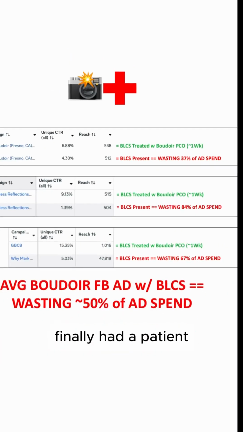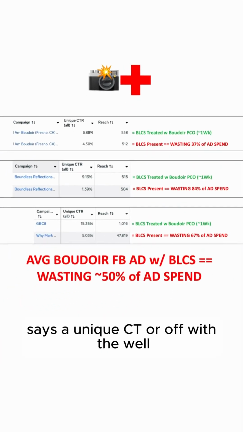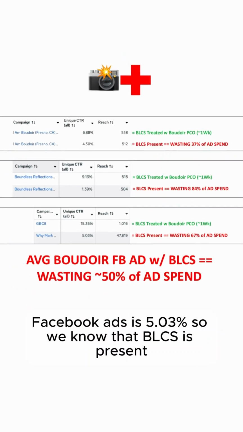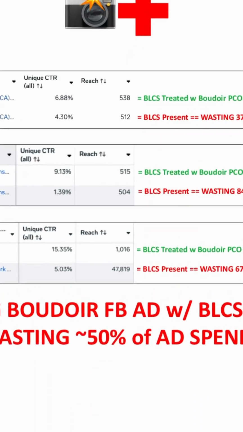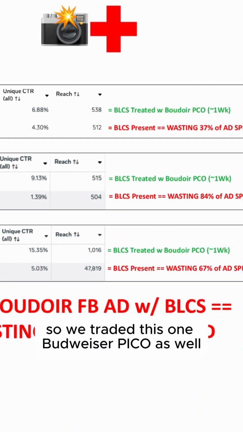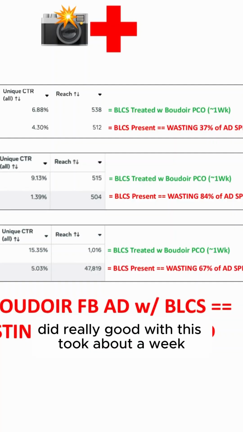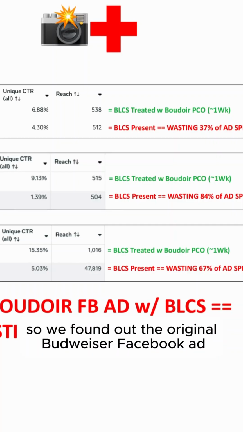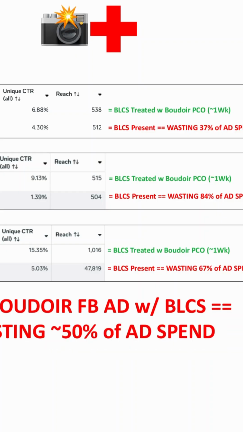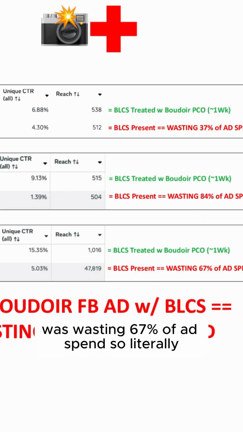Finally, I had a patient who said the unique CTR of his Boudoir Facebook ads is 5.03%. So we know that BLCS is present. When unique CTR is under 6%, that's Boudoir low click syndrome. So we treated this one with Boudoir Pico as well. Did really good with this. It took about a week, and we got the unique CTR up to 15.35%. So we found out the original Boudoir Facebook ad was wasting 67% of ad spend.